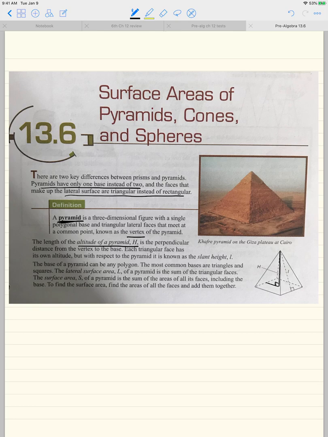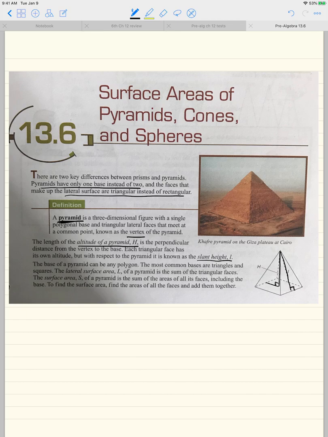Each triangular face has its own altitude, but with respect to the pyramid, it is known as the slant height. So what that means is, think about a pyramid. All the faces are slanted, right? So that they can all meet at that vertex. And so each one of the faces has its own height, that slanted height, and that is the slant height, and it is delineated with a lowercase l.